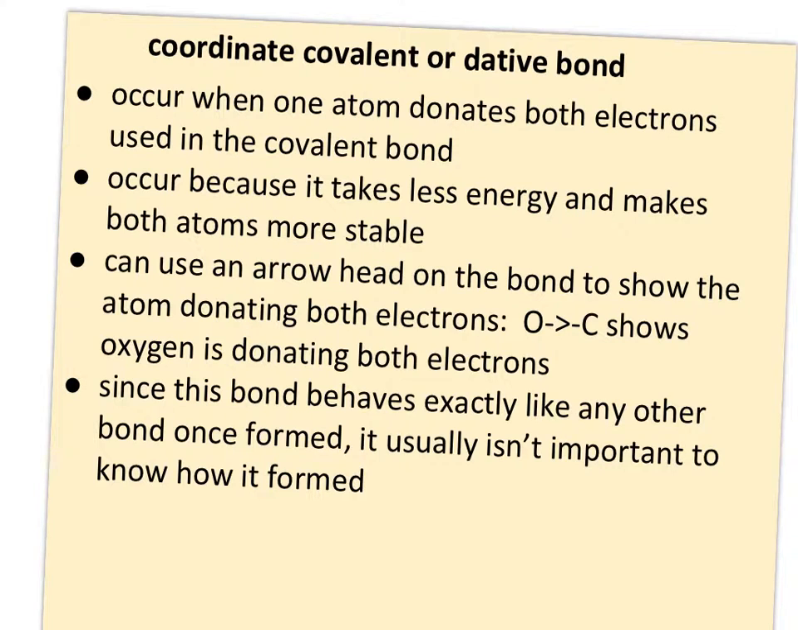And if you really care about where the dative bond is, you can denote it by using an arrow showing that one atom donated both. Like in carbon monoxide, one of the triple bonds is a dative bond, and I could show that by showing the arrow pointing from oxygen to carbon. But since this bond behaves exactly like any other bond once it forms, it really isn't important. So it isn't very often that we care if there are dative bonds or not.